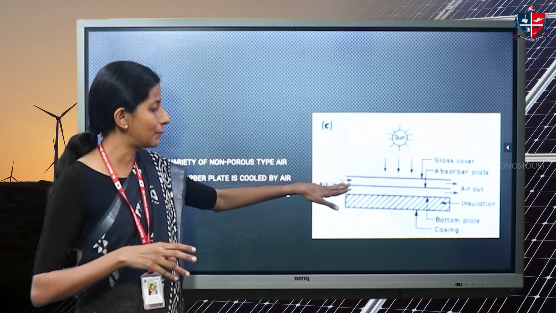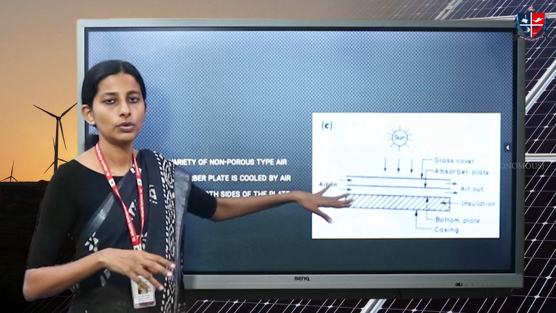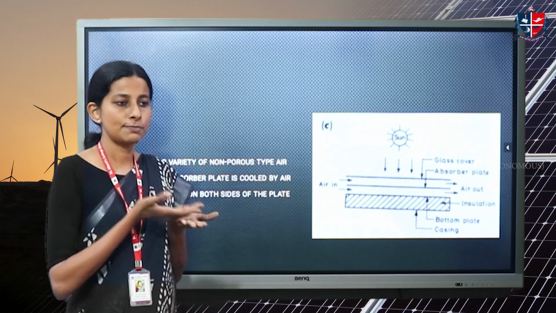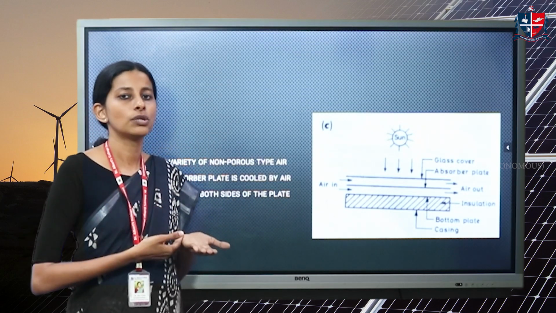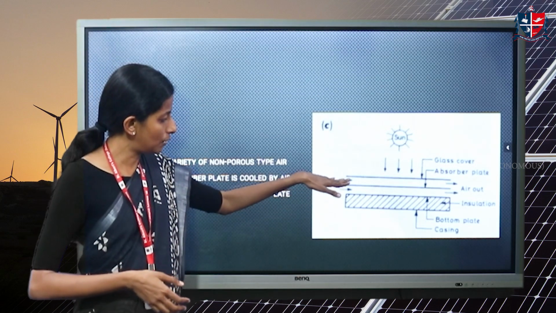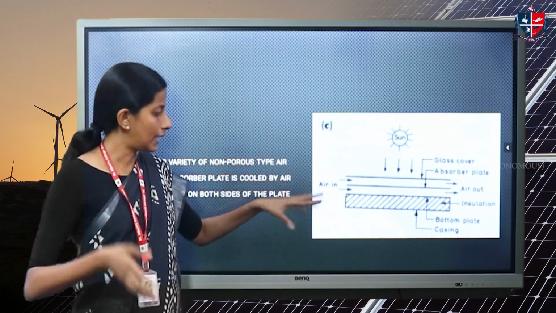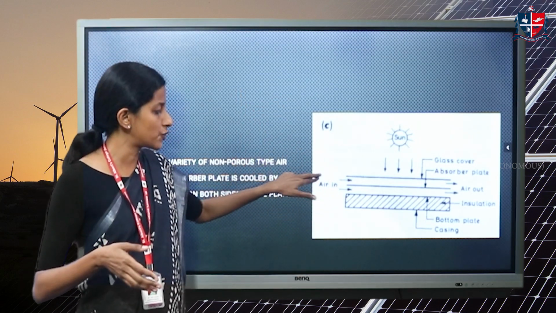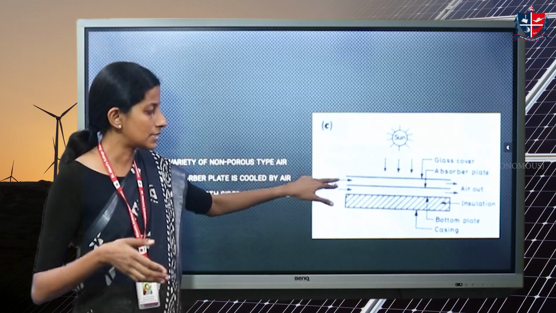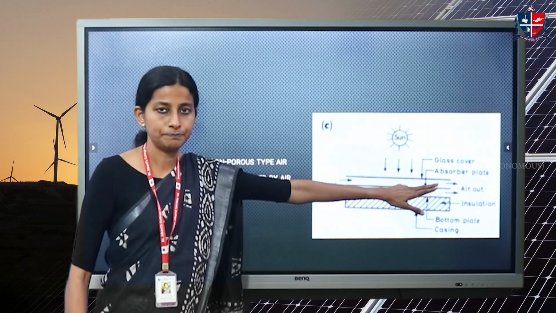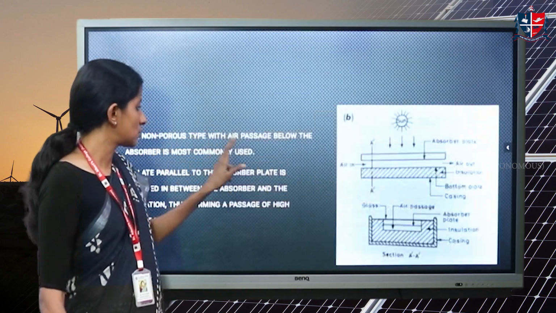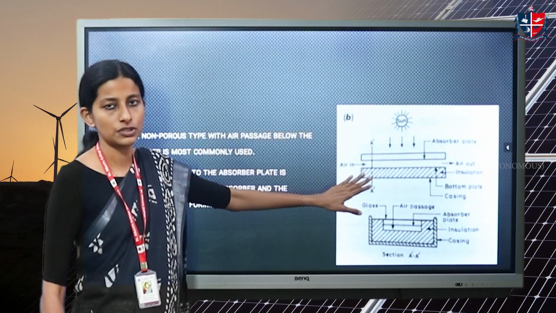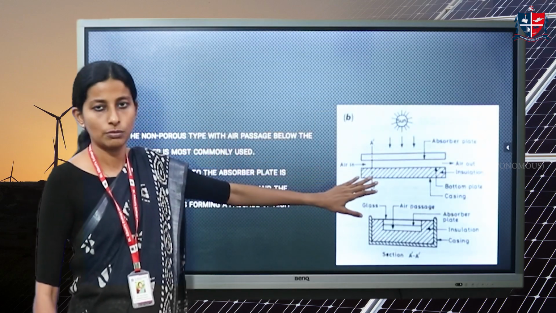Here airflow is happening above and below. The design is such that there is passage for air to flow in above as well as below the absorber plate. The absorber plate is like this. This entity has two inlets for providing passage, and you take the outlet from there. So airflow happens above and below. This type has been used conventionally where airflow is happening below the absorber plate.